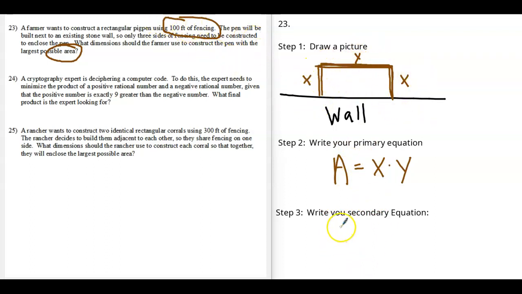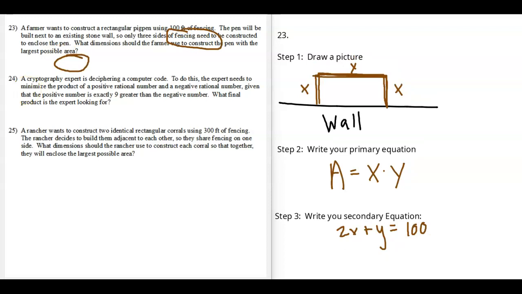So I've got 2 X's and 1 Y, all adding up to give me 100 feet of fencing. So that's my limiting factor. My primary is the one I want to maximize. My secondary is the one that limits my possibilities. And now we're ready to solve the system of equations with substitution.